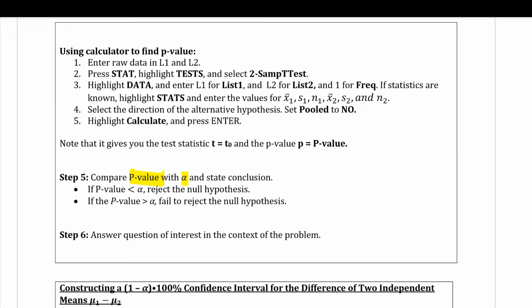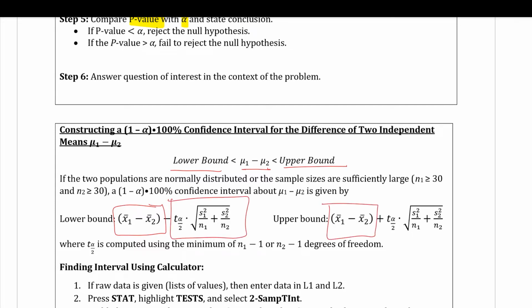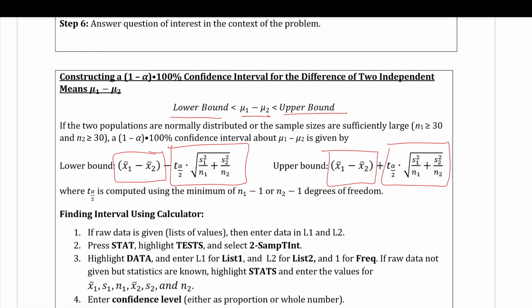Now, while we're at it, let's go ahead and talk about how to construct a confidence interval for the difference between two independent means. The true difference between two population means has some lower bound and some upper bound. Now, the lower bound would be your best point estimate, right, which is x1 bar minus x2 bar, minus the margin of error. And then the upper bound would be the same two terms, but in this case added. Now your calculator can actually come up with this interval. There is a function for that. It's 2 sample t interval.